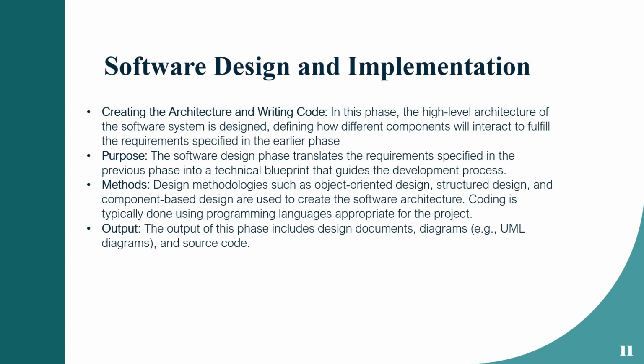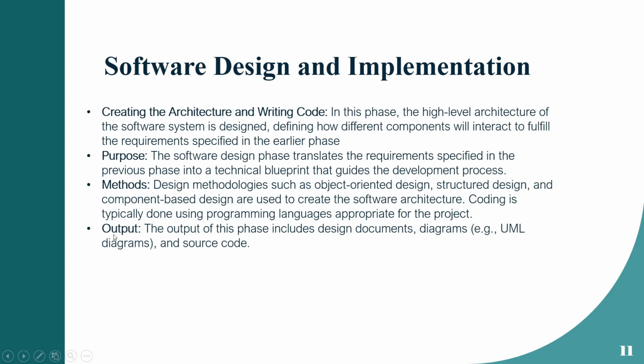The software design phase translates the requirements specified in the previous phase into a technical blueprint that guides the development process. Methods. It includes design methodologies such as object-oriented design, structured design, and component-based design, which are used to create the software architecture. Coding is typically done using a programming language appropriate for the project.